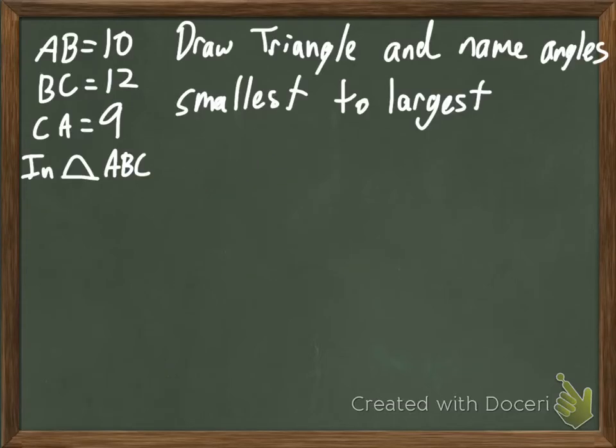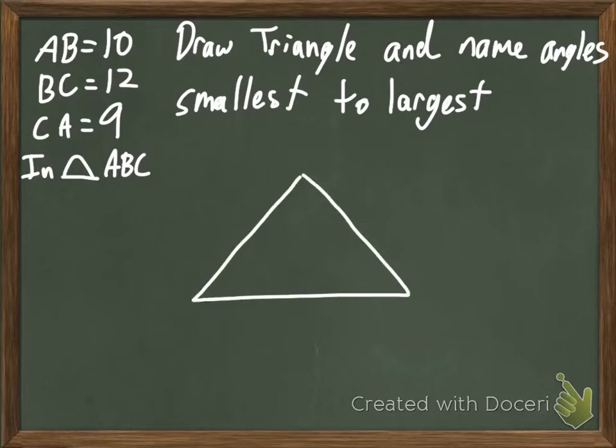So, we're going to draw the triangle and name the angles smallest to largest. So we're given the sizes of the sides of the triangle, and we're going to draw that triangle. We don't have to actually draw this to scale, so I'm just going to draw a triangle. And then I'm going to label A, B, and C. And then we just fill in the blanks. So it looks like AB is 10, BC is 12, and CA is 9. And I want to name the angles smallest to largest.